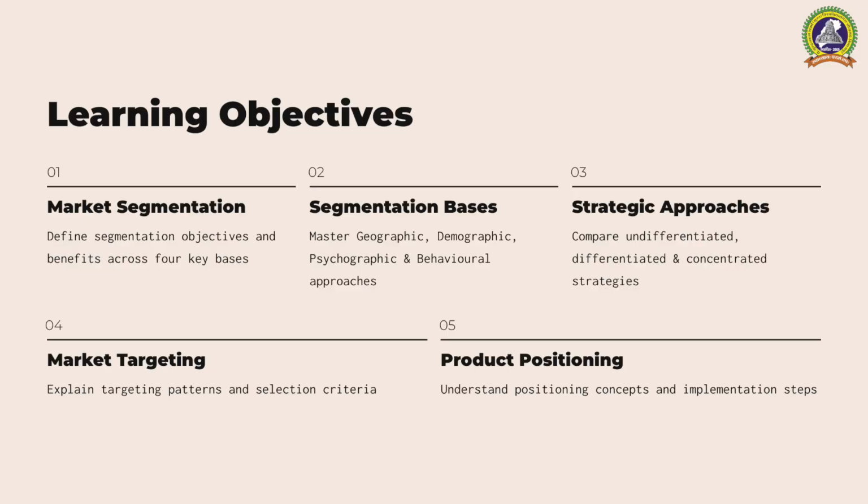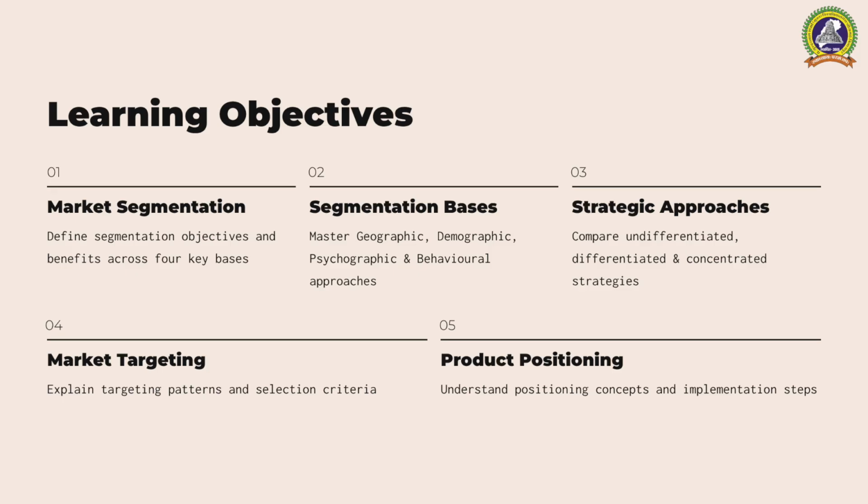By the end of this lecture, you should be able to, first, define market segmentation and understand its core objective. Second, understand the significant benefits that segmentation provides to a firm. Third, identify and explain the four major bases of variables that we use to segment consumer markets. Fourth, compare the different strategies a firm can adopt towards its market segments. Fifth, define the criteria that make a market segment truly effective and useful.